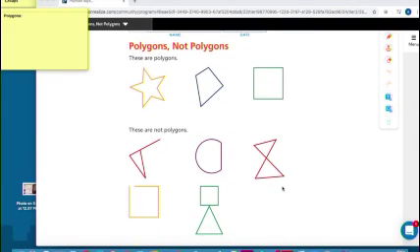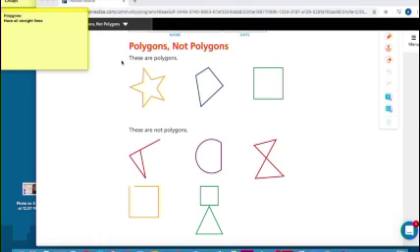I want you to look at this and try to come up with what you think all these three shapes have in common that's different from these three. So if you want to pause the video and write it down, or you can say it out loud. When we look at these shapes, something that I notice is that they're all straight lines. Here, every single line is a straight line. This is not a polygon because it has a curved line. So polygons all have all straight lines.